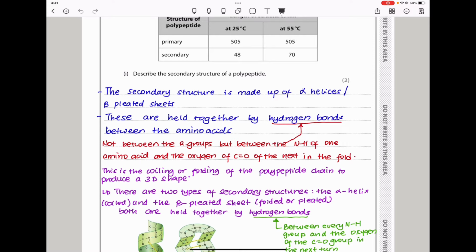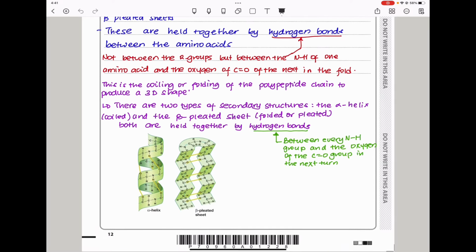Here you have to be very specific. They are not between the R groups, but they are between the NH of one amino acid and the oxygen on the carbon-oxygen double bond of the next amino acid in the fold. I want to explain that in detail.